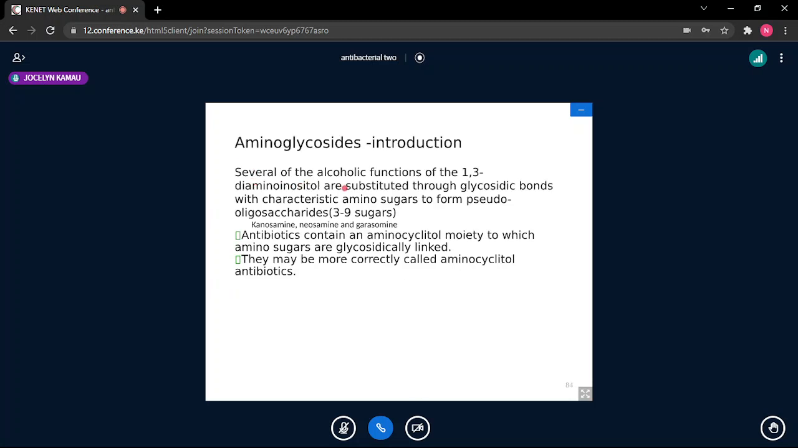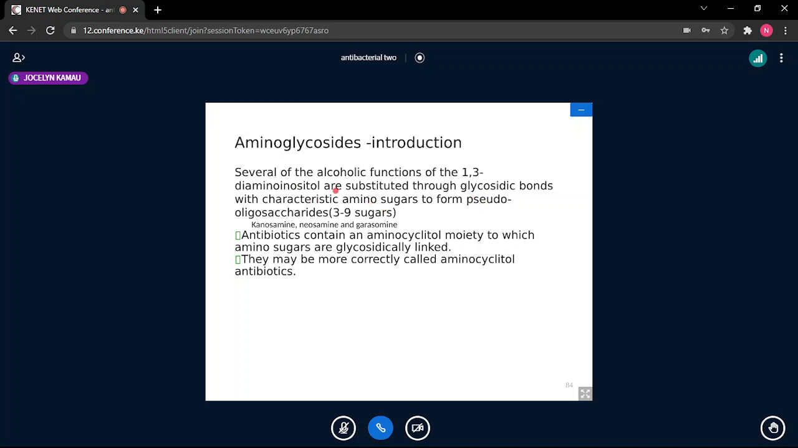We are saying several of the alcoholic functions of the 1,3-diaminoinositol are substituted through glycosidic bonds. Not really several, mainly two of them. Two of the inositol positions are substituted with either amino or guanidino. Then two others are substituted with glycosidic bonds, leaving us with one in most of the aminoglycosides, because most of them, we said, have the 2-deoxy, but in streptomycin, of course, leaving us with two which have the hydroxyl group.